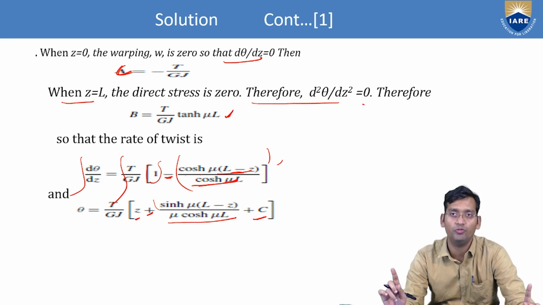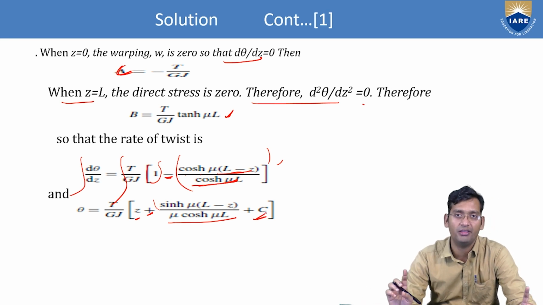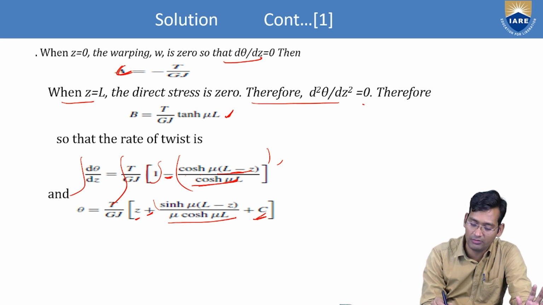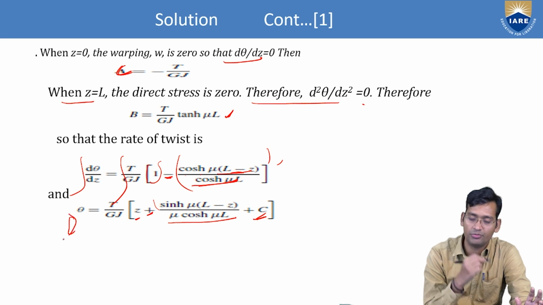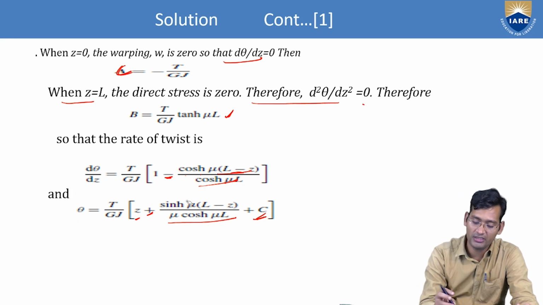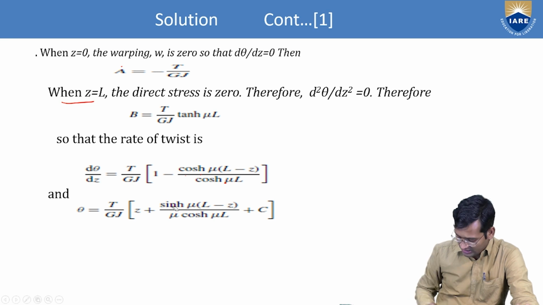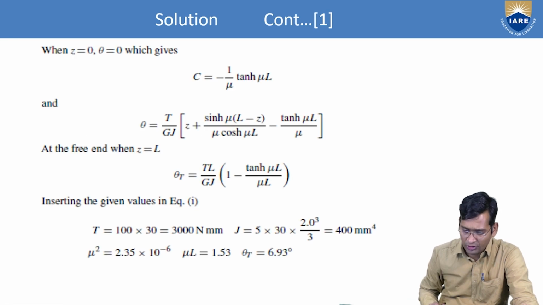Means again what we have to do? We have to find the value of C. For finding the value of C, we have to apply the boundary condition. Once we find the value of C and substitute it here, we will get the angle of twist. So let's find the value of C first, then after substituting we will get the angle of twist.